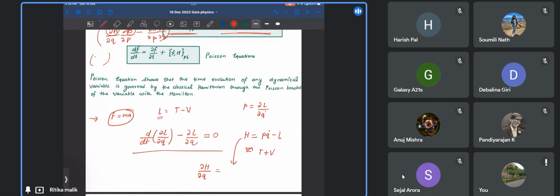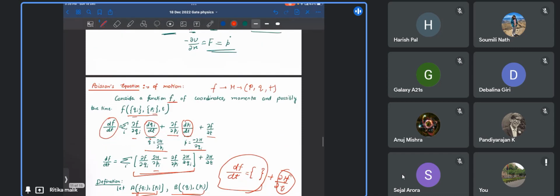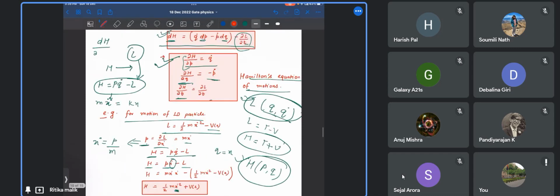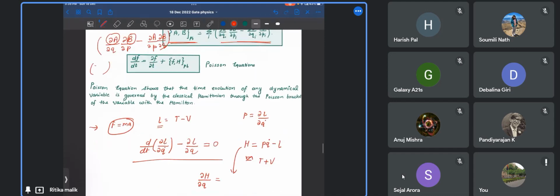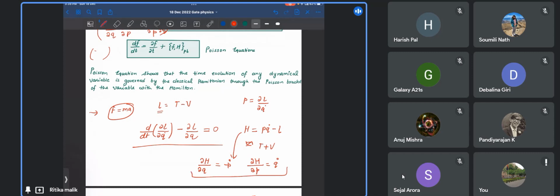I think del S by del Q equals minus P dot, so we have minus P dot, and del S by del P equals Q dot. So these are two equations. And the third formalism is the Poisson bracket, which is also the equations of motion.